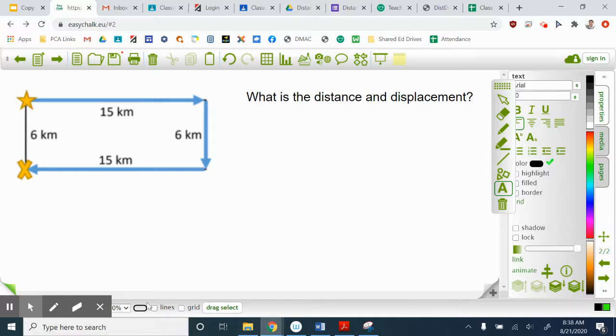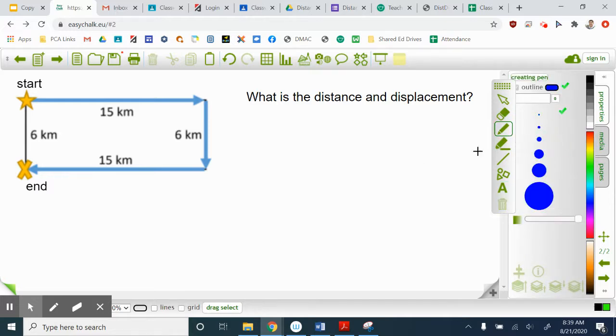Okay, so here we have a diagram showing something's path, something that's been traveling their path, probably a car, because that's a pretty good distance, 15 kilometers, 6 kilometers. So right here at this star is where they started. Right here is where they ended at X. And it's wanting to know the object's distance and its displacement.